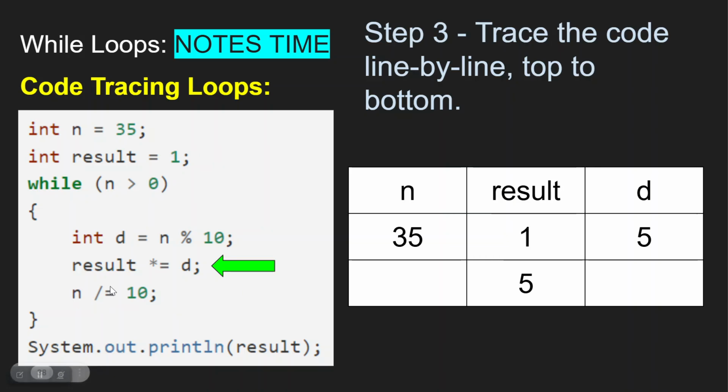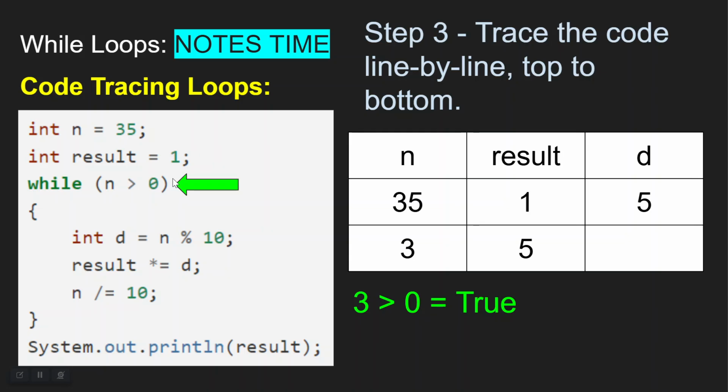And now n divided by equals 10. We need to take our n and divide it by 10, which is going to bring us to 3. Because 35 divided by 10 would be 3.5. But because we're dealing entirely with integers, we're going to truncate that 0.5. All right. Well, let's see. n is still greater than 0. So this is still true. So we need to go through and do all of this again. So n mod 10, 3 mod 10 is 3.